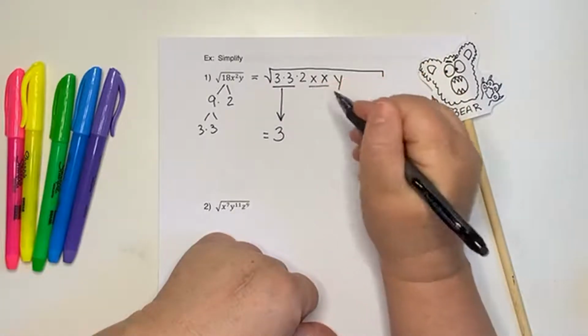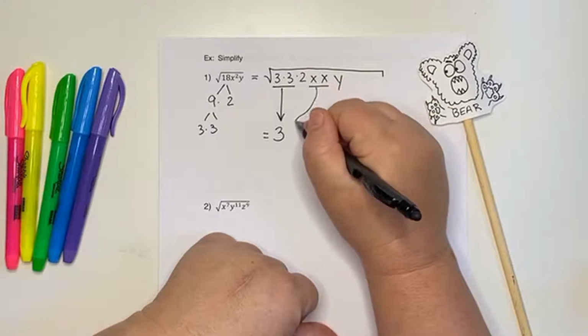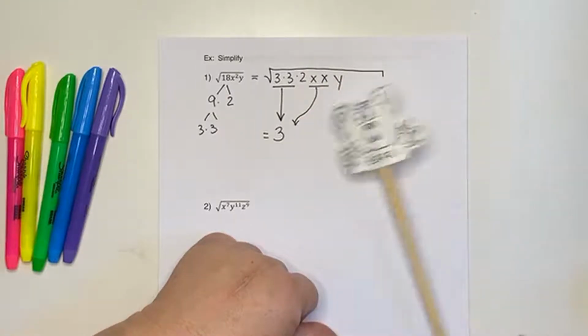Here we go. x times x. They go running. The square bear comes. Yum, yum, yum.